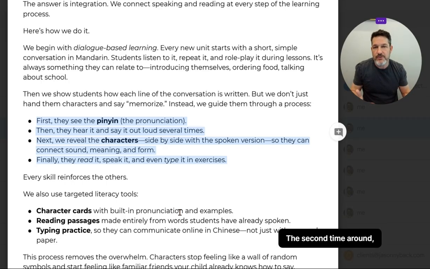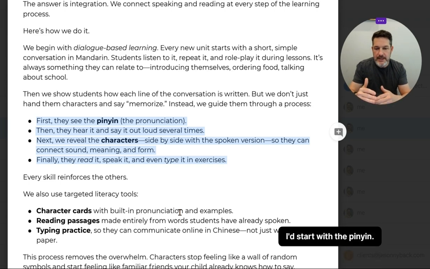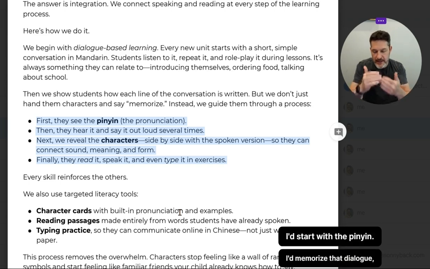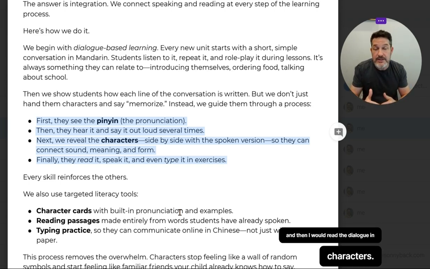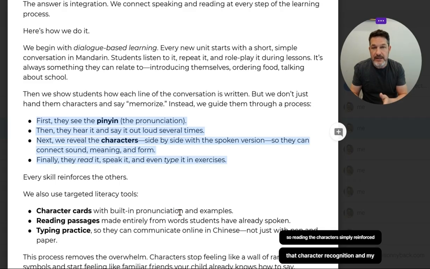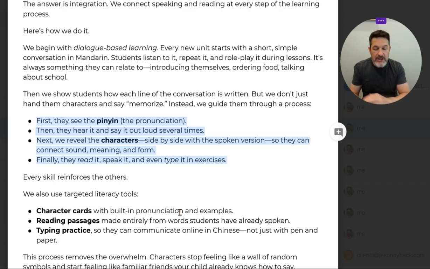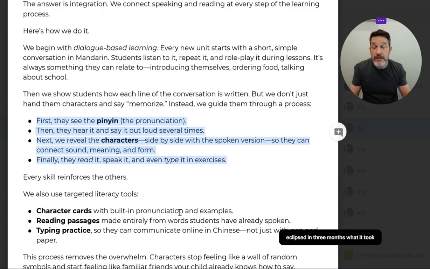The second time around, after I moved to Taiwan and began learning, I was memorizing dialogues. In memorizing dialogues, I'd start with the pinyin, I'd memorize that dialogue, and then I would read the dialogue in characters. Now, I'd already memorized it. I knew what the dialogue said. I knew what it was about. So reading the characters simply reinforced that character recognition, and my ability to recognize characters eclipsed in 3 months what it took me 2 years to reach in college.